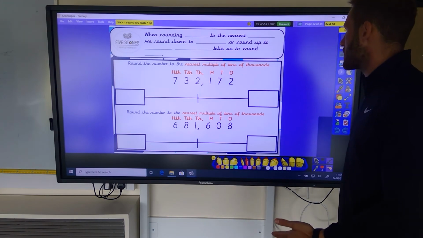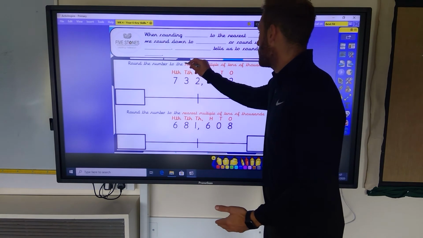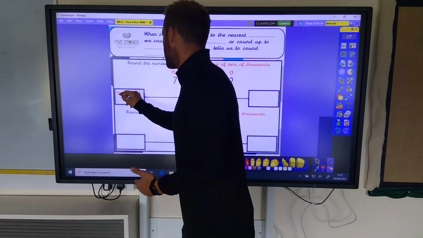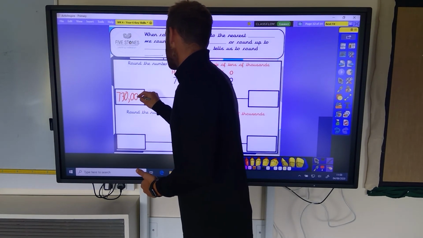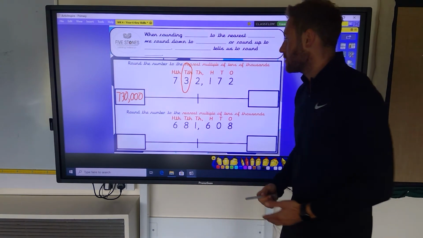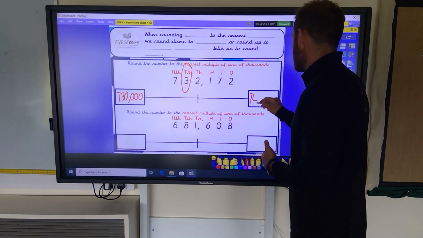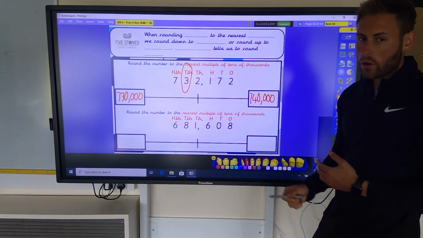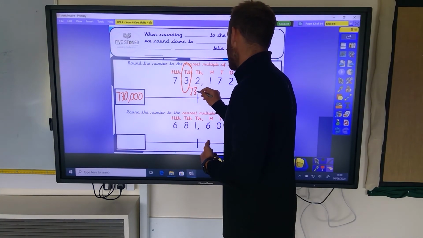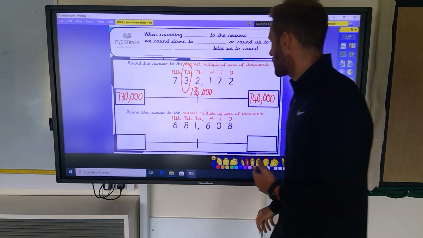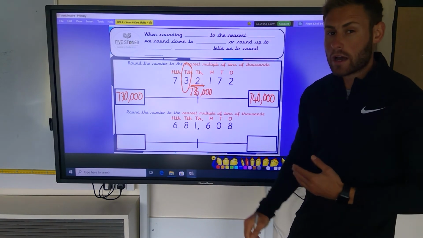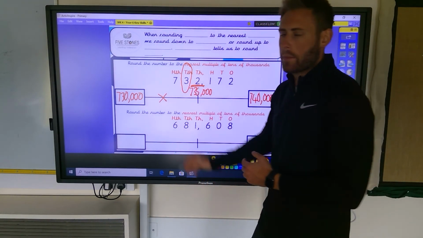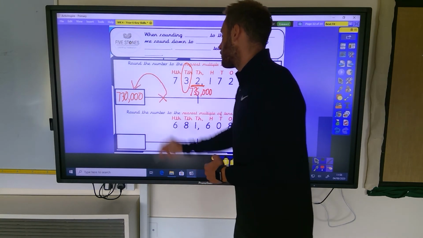So we're looking at the nearest multiple of tens of thousands. So we're looking at the tens of thousands column, and we're realising we're actually at 730,000 already. Meaning our next multiple of 10,000 is going to be 740,000. In the middle of 730,000 and 740,000, we're going to find 735,000. However, in our thousands column, we can see we don't have 5,000, we only have 2,000, meaning our number will lie roughly about here on our number line, meaning we need to round down.